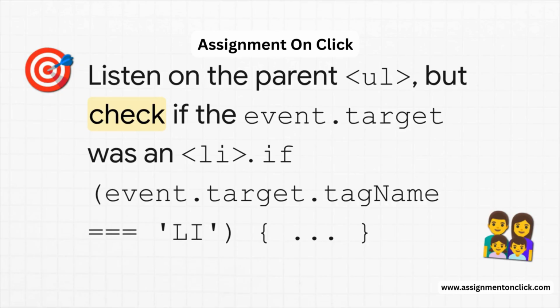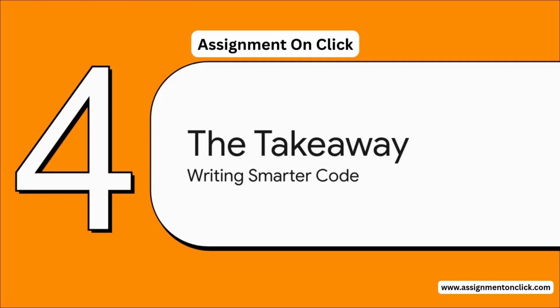And this is exactly what that looks like in code. See? We just attach the listener to the parent UL element. Then, inside our function, we use that event object to check if the thing that was actually clicked, the event.target, was an li element. If it was, then we run our code. It's one listener to rule them all. It's just incredibly elegant.